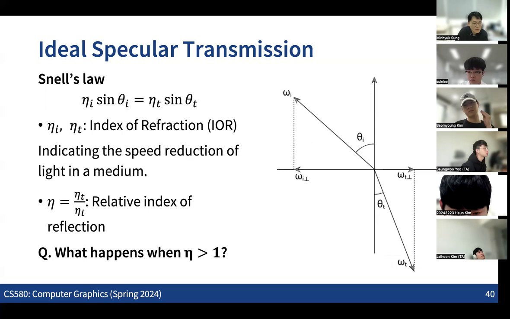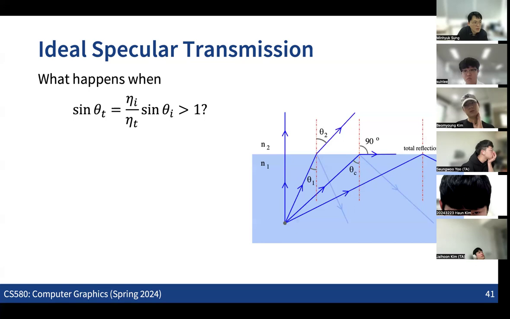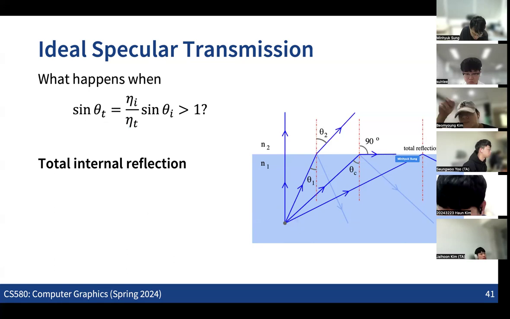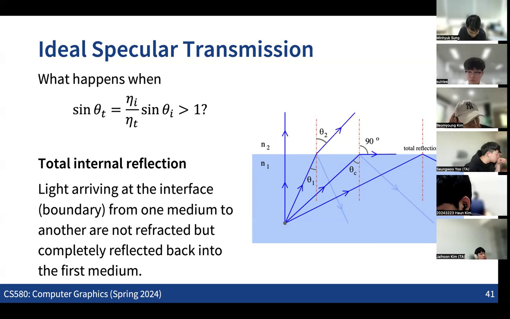So the question might be: now we can calculate the refraction angle like this, but if the sine of the refraction angle is greater than one, then what kind of situation are we going to see? As the sine of the refraction angle gets closer to one, what we're going to see is that the light is reflected near the surface like this. And if this value becomes greater than one, then there is no refraction. We're going to see that the light is only reflected, without any refraction. So this is the typical case that you can see.